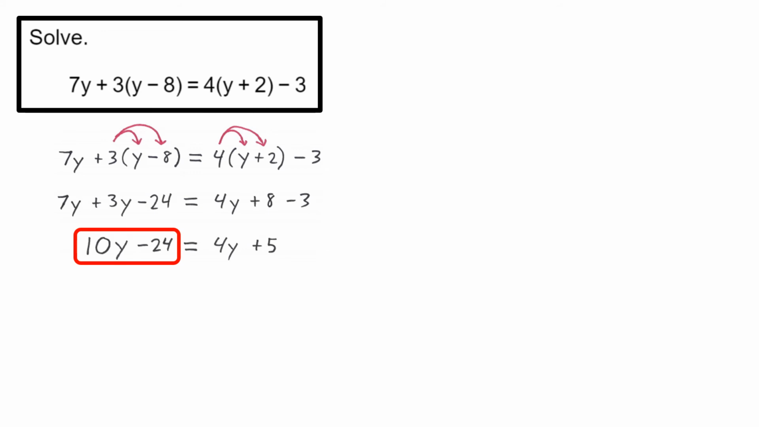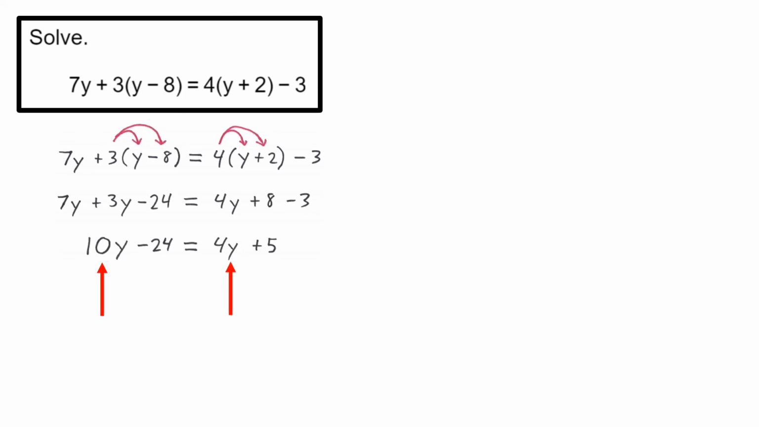So notice now that the left side is completely simplified and the right side is completely simplified. So now we'll need to get all of our y terms to one side and all of our constant terms to the other side. We can start with the y terms.